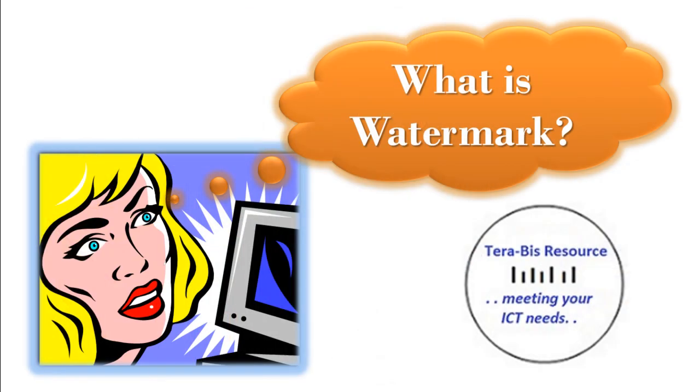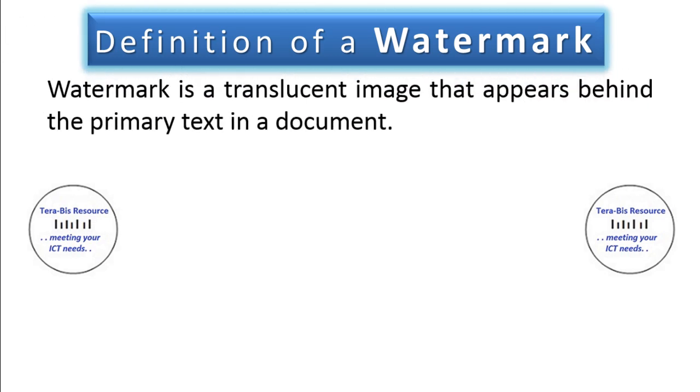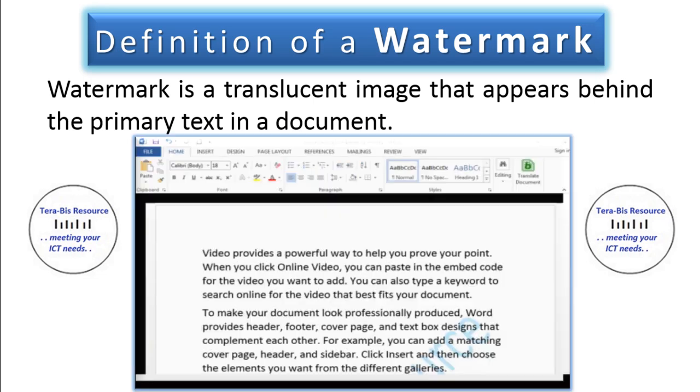So let's get started. Now the question is, what is watermark? Anyone want to ask what is watermark? And that brings us to the definition of watermark. Watermark, as you can see, is a translucent image that appears behind the primary text in a document, irrespective of the number of pages. An illustration video is below.